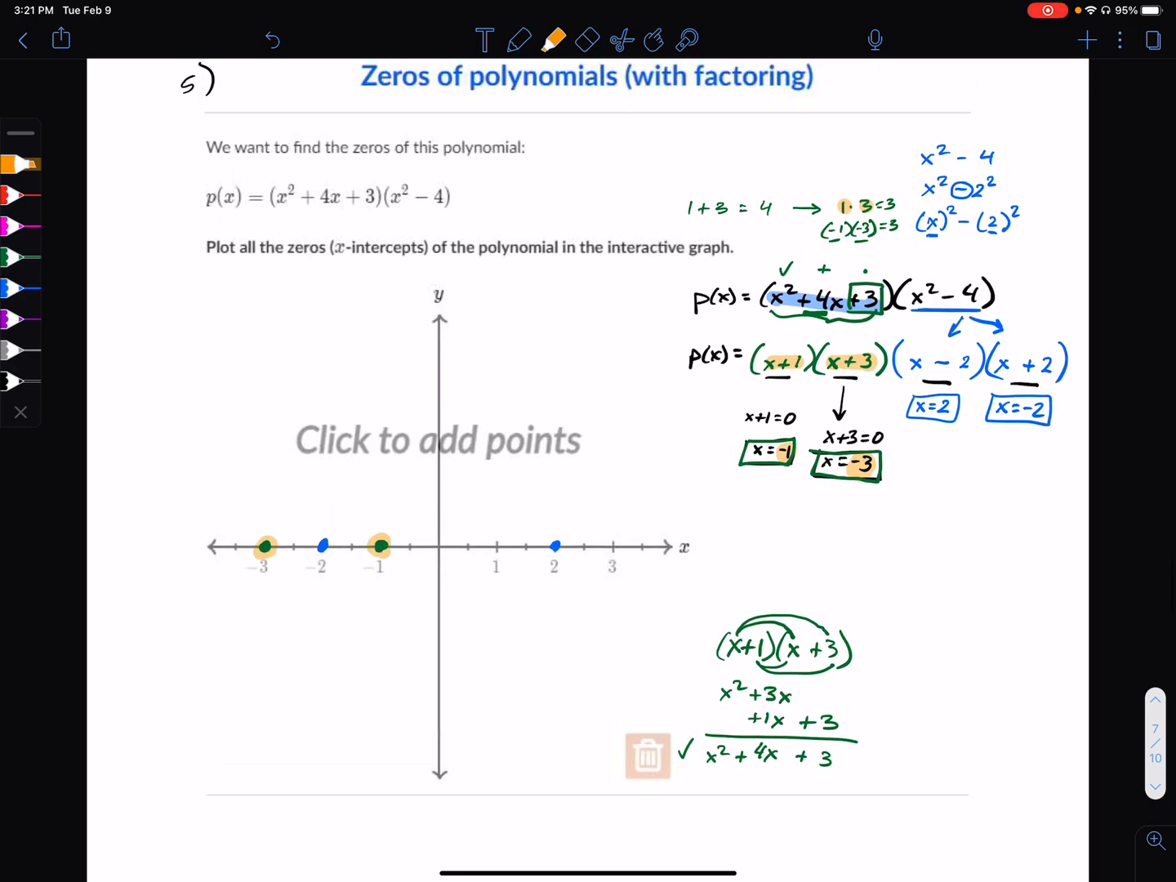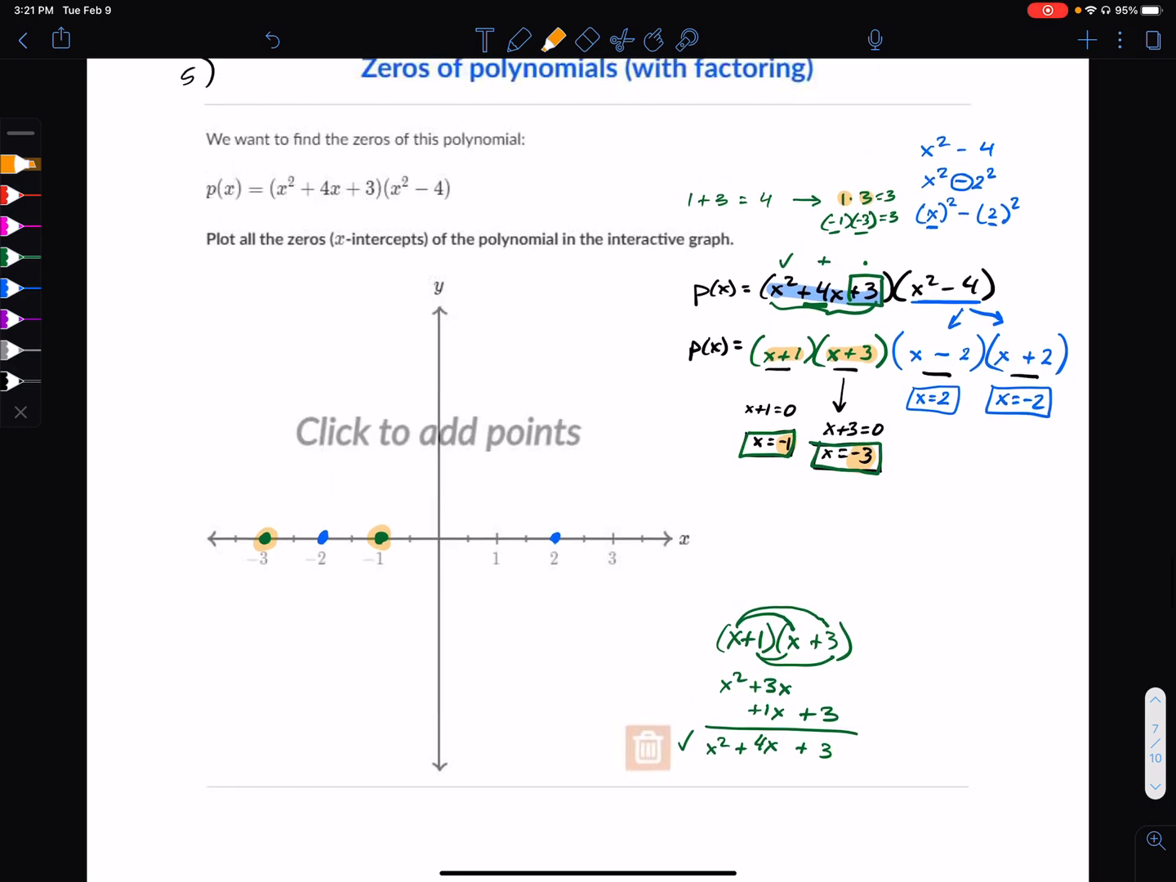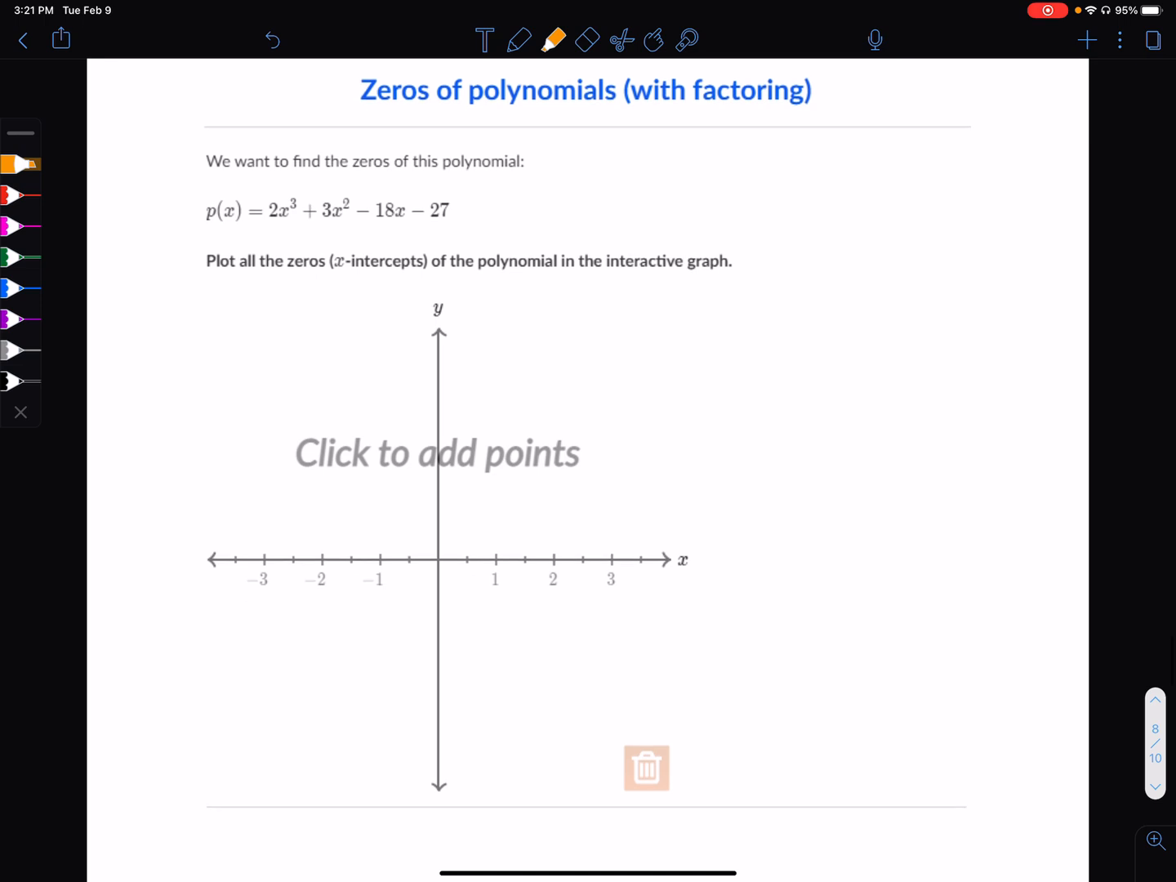All right, pause it here to write down what you need to. I'm going to keep scrolling to the next problem. We want to find the zeros of this polynomial. Okay, so again, they give us a big polynomial that does not appear to be factored, and we're supposed to plot all the zeros. And I'm glad they said this. It's another way of saying x-intercepts. If you're talking about, I should be specific here, real zeros, not complex. We're not dealing with complex zeros today. But real zeros will turn out to be x-intercepts on a graph.